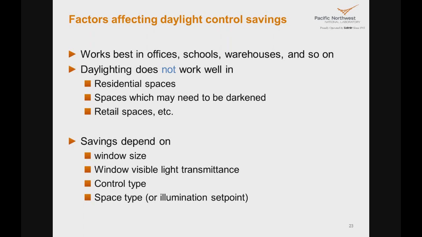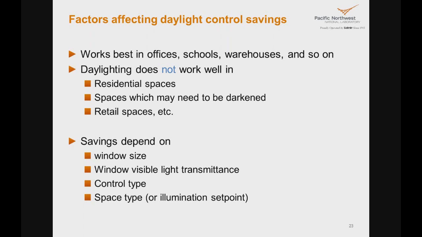The control type, as we saw, impacts how much savings you can generate. Continuous dimming generates higher savings, but at the same time, the off step, being able to turn the lights all the way off, is also very important. It is a design or a step that can generate a large amount of savings. If you're not able to turn the lights all the way off, there might be a situation where you have enough daylight but your lights are still on, and that can result in lost savings.